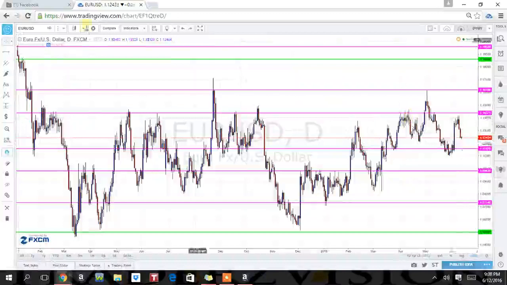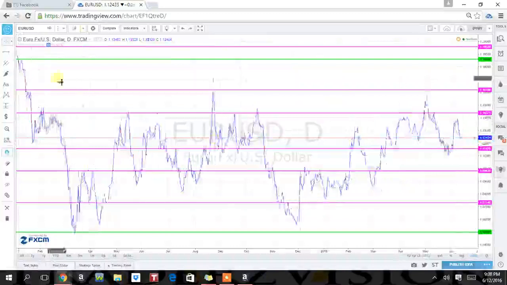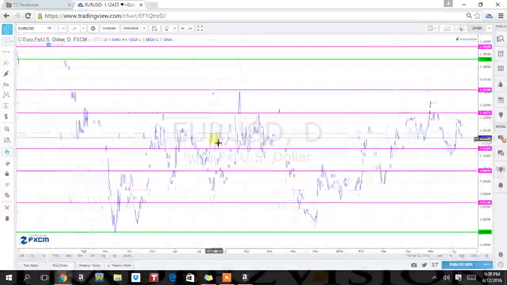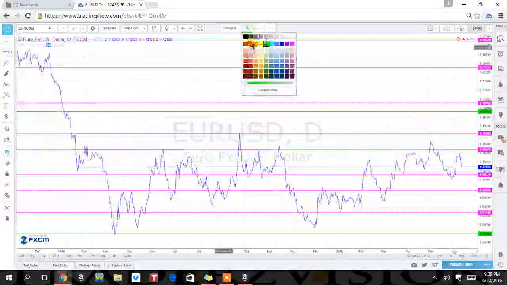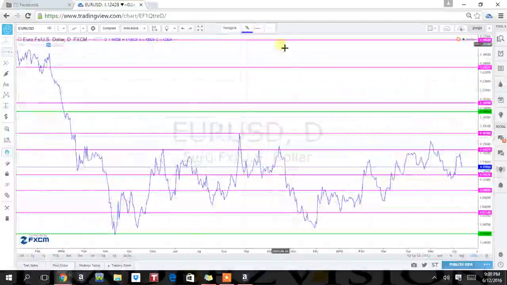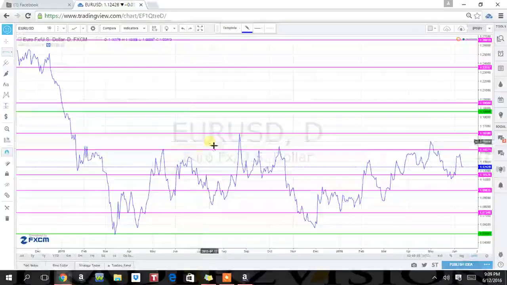So let me switch to a line chart. I already see some zones. I'm going to make the daily ones. I'll go with blue. I'll make my daily blue. With this little crosshair, you can see the dotted lines. So just put them on points and look across your chart. Look left and look right. See if prices have failed there. If they have, then you can mark it.